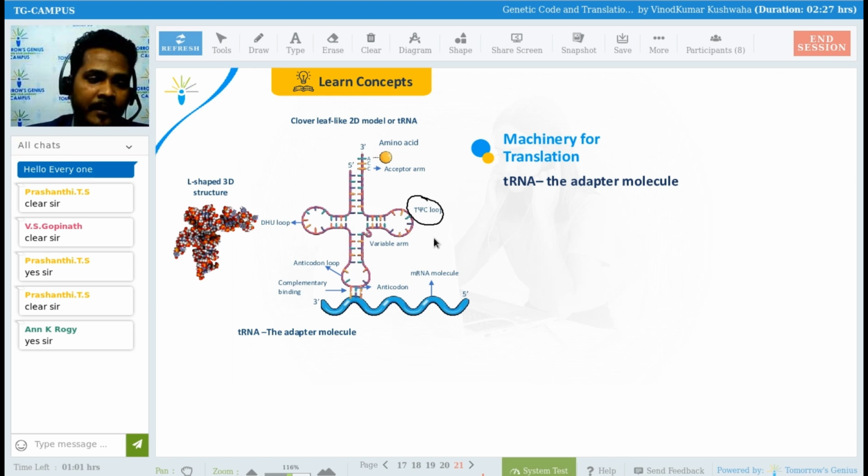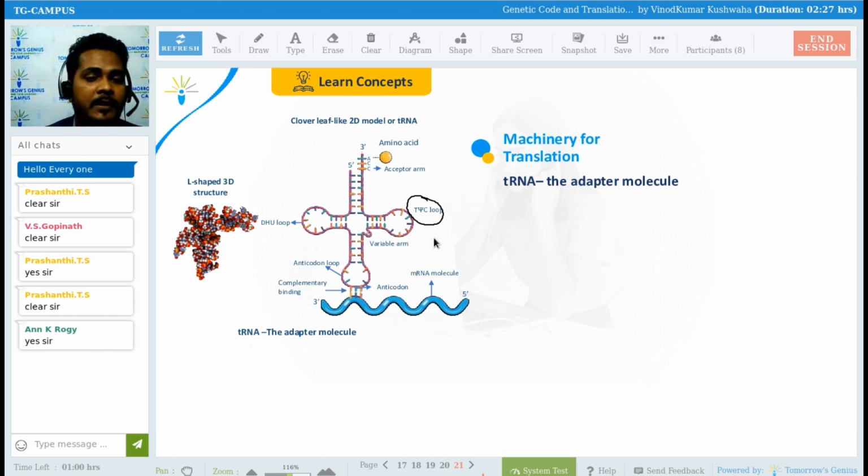Now here you can see the tRNA. I told you in the previous session that tRNA is the adapter molecule. Why is it called an adapter molecule? Because the codons of mRNA are not recognized by the amino acid, due to its lack of structural specialty to read the code uniquely. So Francis Crick postulated the presence of an adapter molecule that, on one hand, could read the code and, on the other hand, could bind to the specific amino acid.